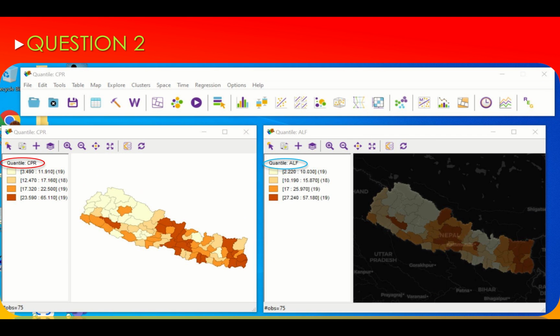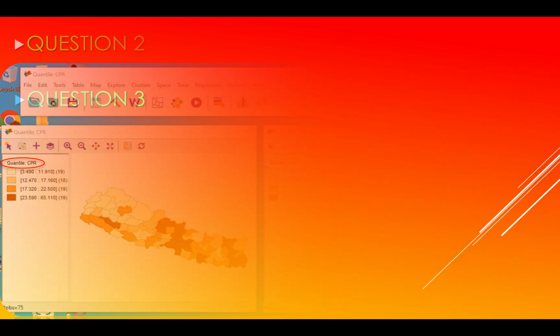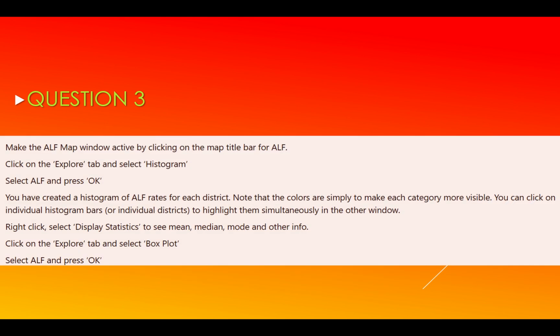So this is basically what your maps are going to look like. It just gives you a way to visualize the data in terms of the two main variables, the CPR and the ALF. So those are the two maps you're going to be submitting for question 2. Question 3, for the variable of ALF, you're going to be creating a histogram, which shows you a bit of the spatial stats of the data itself.